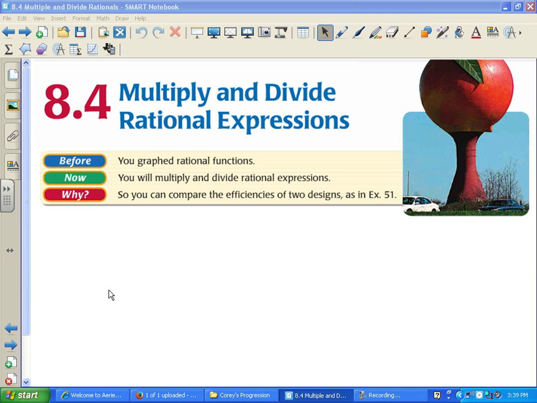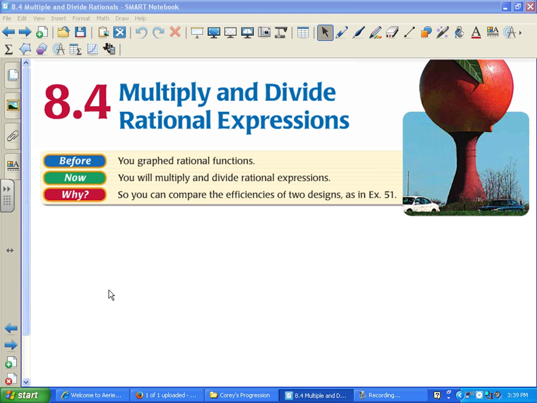Howdy. We're going to look at section 8.4 today, and really I would call this stuff today factoring, more factoring, and reducing fractions. So if you are a solid factor, today is one of those days that is going to be smooth sailing for you.